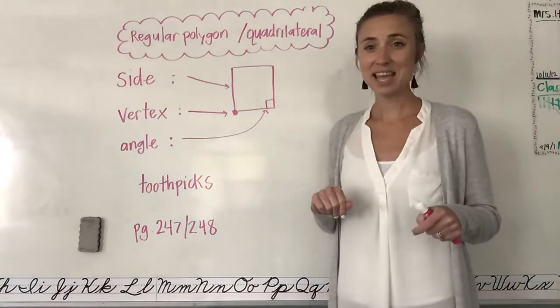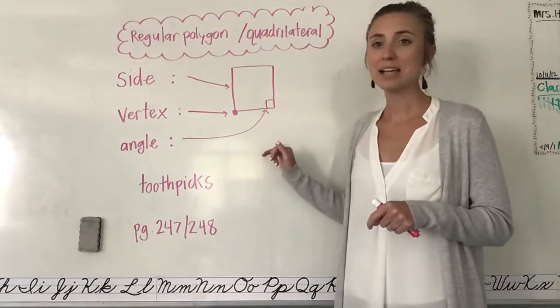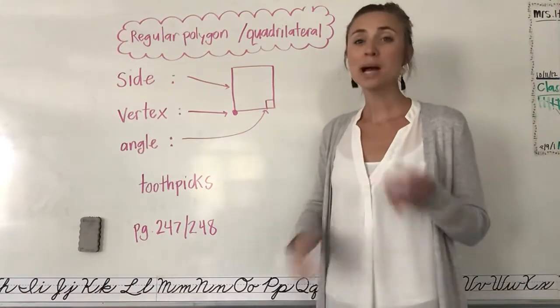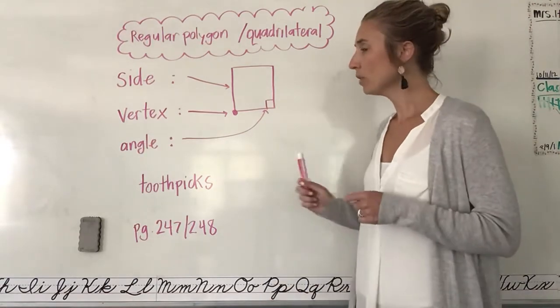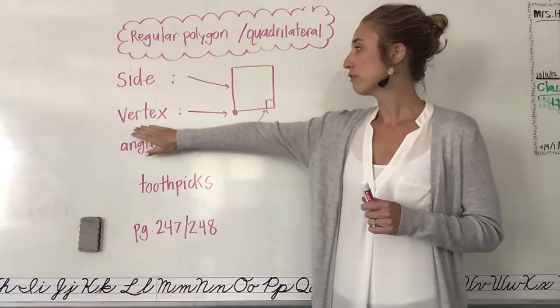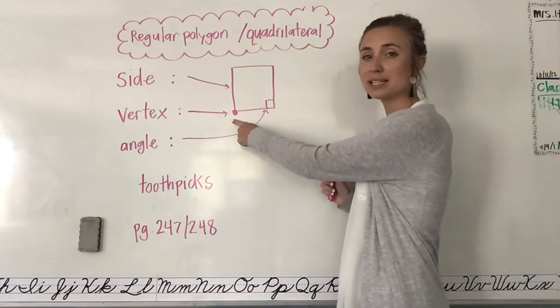Then the next thing I want to remind you about, on this page, it's going to ask you to find the side, the vertex, and the angle for a bunch of different shapes. Now, I want you to remember a side is a line segment. The vertex is where two line segments meet. So the vertex is our corner.